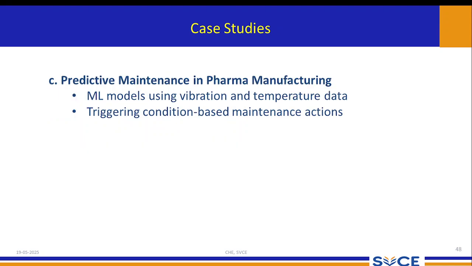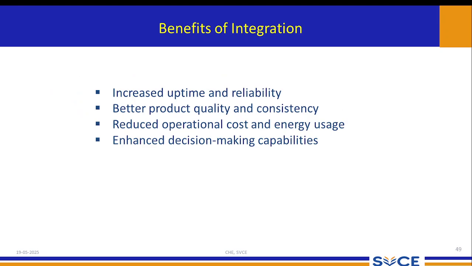So for predictive maintenance in pharma manufacturing, machine learning models use vibration and temperature data, triggering the condition-based maintenance action. The benefits of integrating data analytics with process control and monitoring are increased uptime and reliability, better product quality and consistency, reduced operational cost and energy usage, and enhanced decision making capabilities.